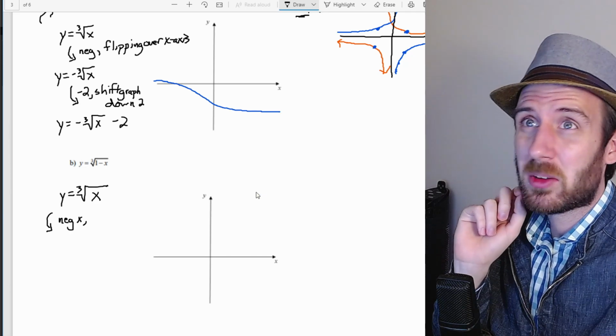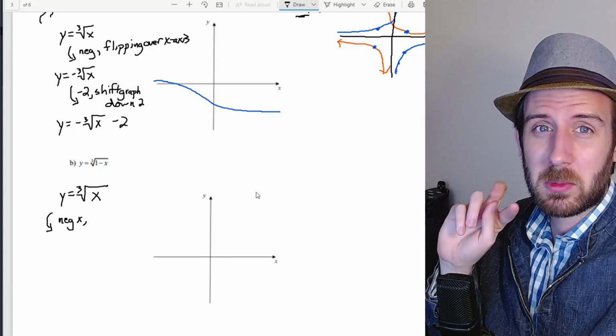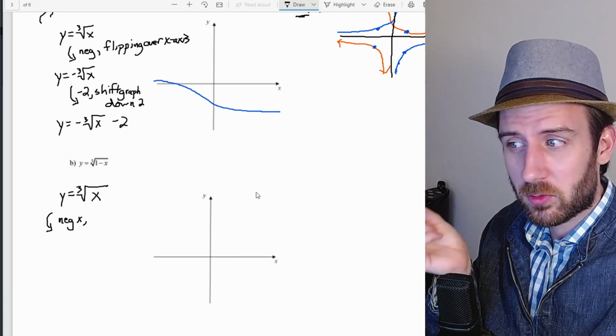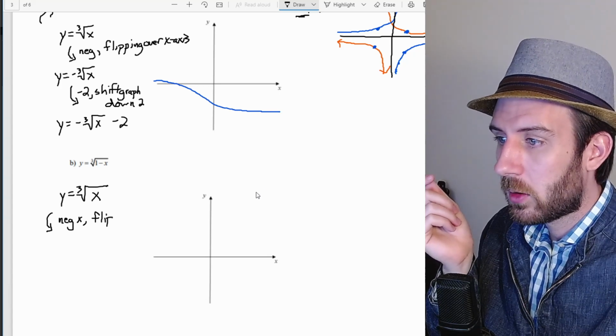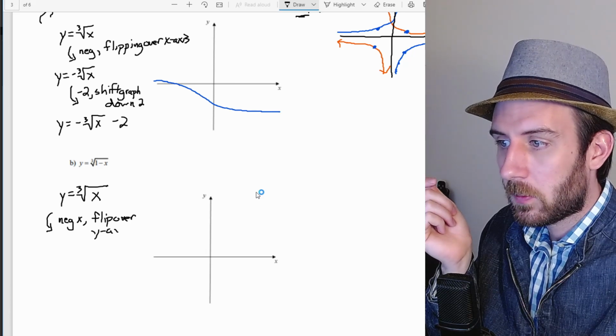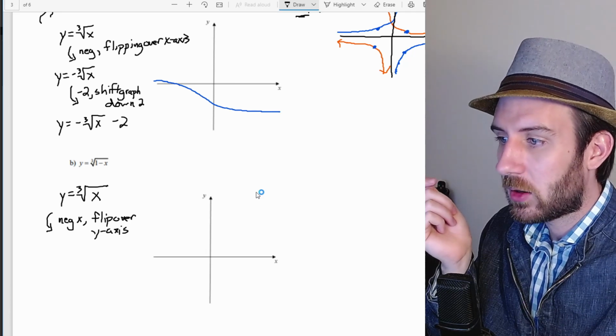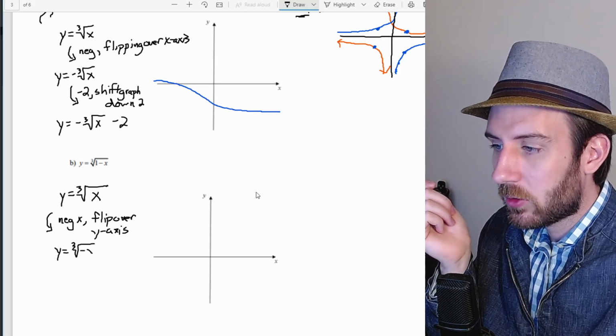And what does that mean? That means I'm taking all of my positive sideways distances and I'm making them into negative sideways distances and vice versa. So, okay, this is going to be a flip over the y-axis. Okay, that's going to get me y equals cube root of negative x.